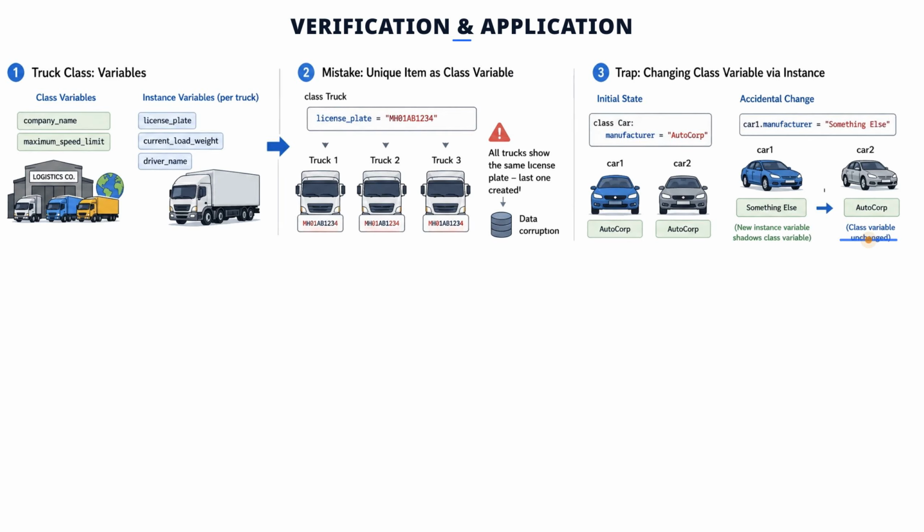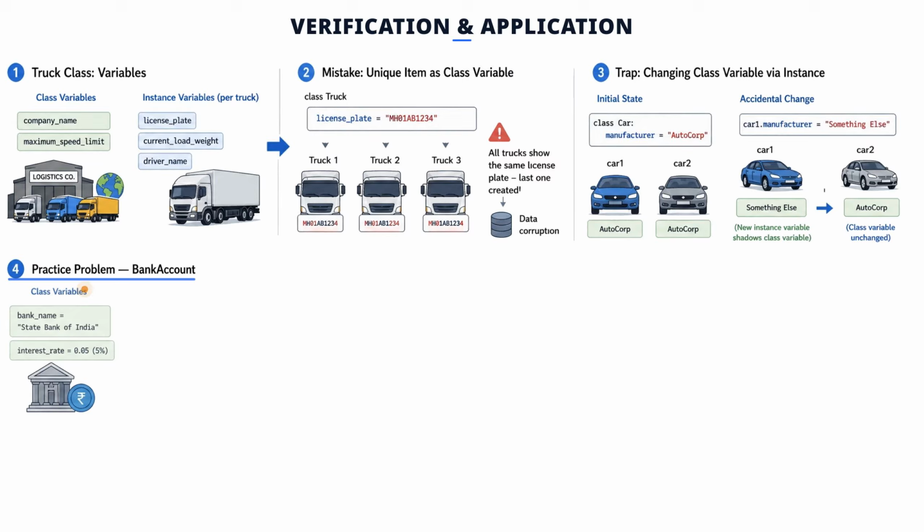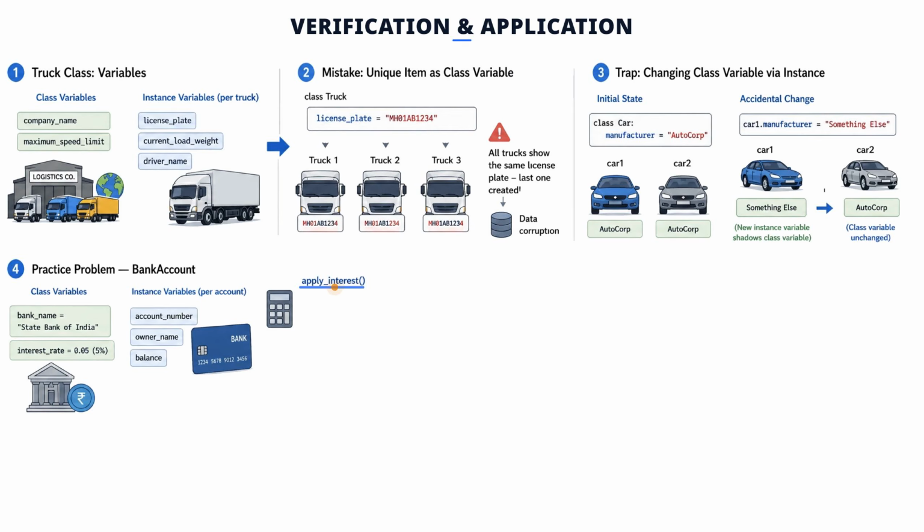To really cement this knowledge, let's look at a practice problem building a bank account class. First, we define our data. We have two shared class variables, the bank name set to State Bank of India and an interest rate set to 0.05 representing 5%. The personal instance variables for each account will be the account number, the owner's name, and their specific balance. Next, you will implement a method called apply interest.